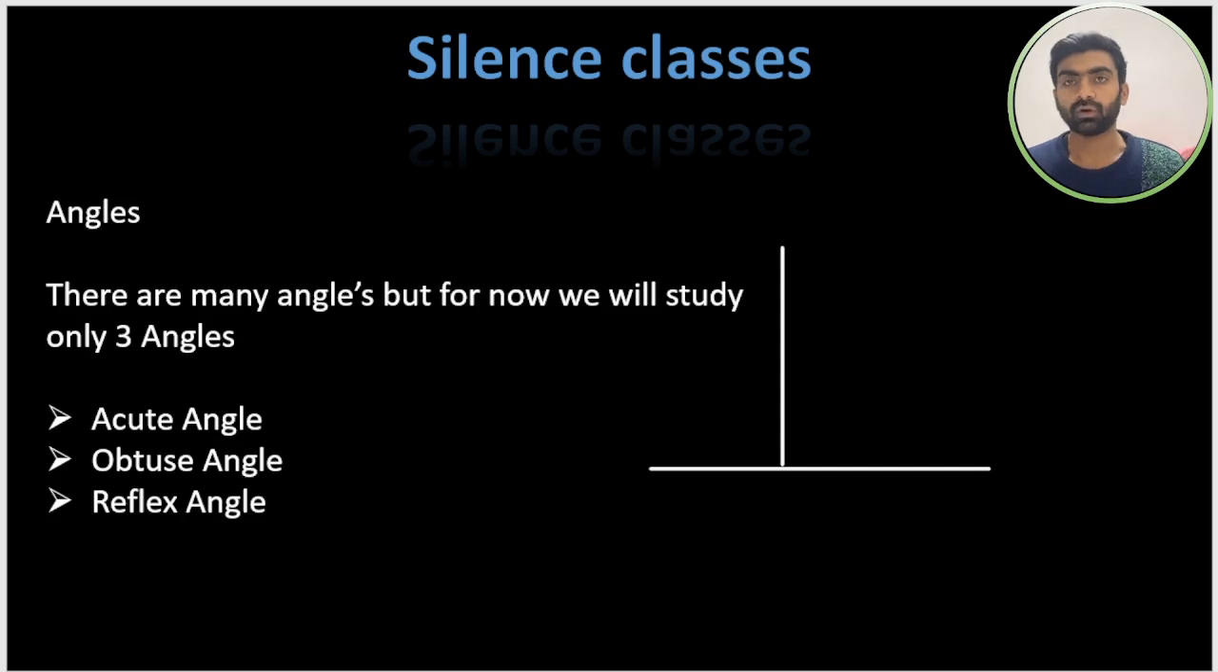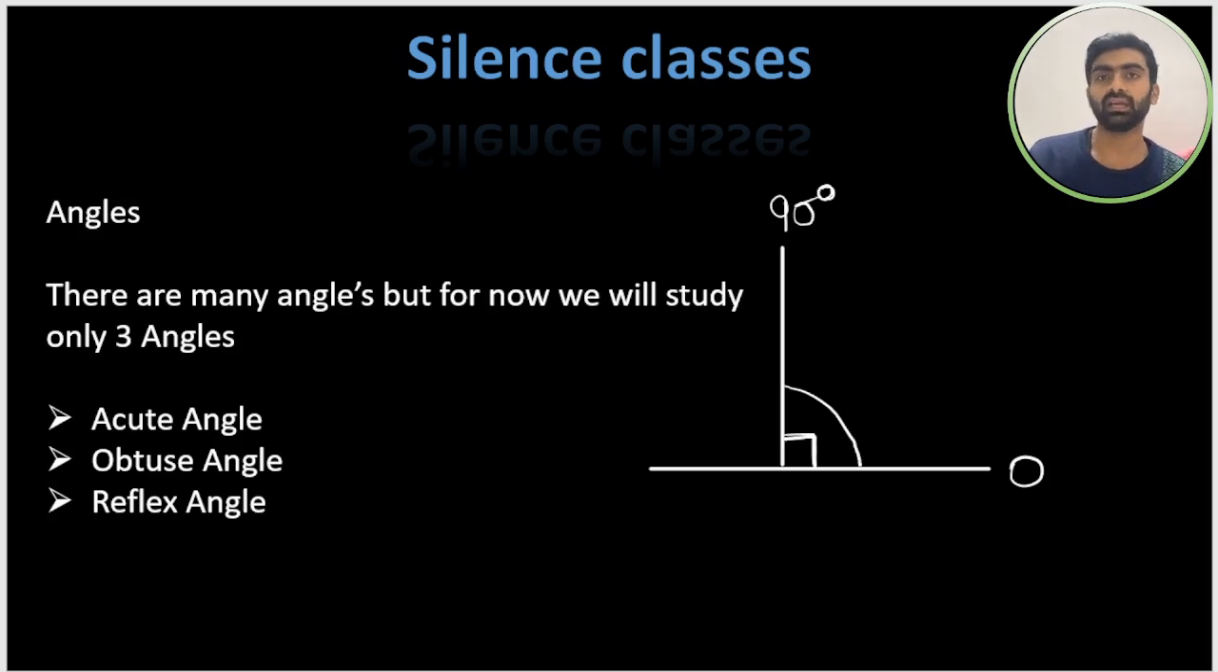Okay, if we draw a 90 degree angle, it's a straight angle like this. This line is known as perpendicular. Between 0 and 90, whichever angle you are having, the name of that particular angle is acute angle. It can be 89 degree, 89.5 degree, 86, 1 degree, 2 degree, anything. These angles are known as acute angle.